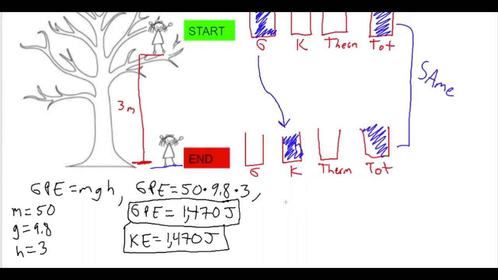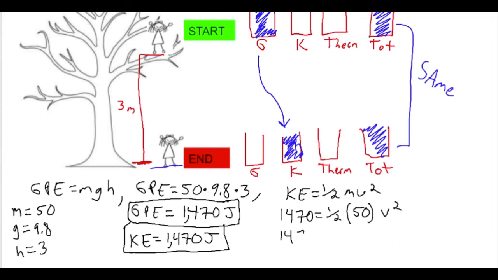Let's say though that I wanted to figure out how fast this child hits the ground. Well, in order to do that, I would have to use my kinetic energy equation. And that's KE equals 1/2 mv squared. My KE is 1,470. 1/2 is 1/2. The mass is still the same, it's 50 kilograms, and V is unknown. I can go ahead and manipulate this. I get 1,470 divided by 25. I got 25 because 1/2 times 50 is 25, and that equals V squared. Square root both sides to solve for V, and you find out that the child should hit the ground with a velocity of 7.67 meters per second.